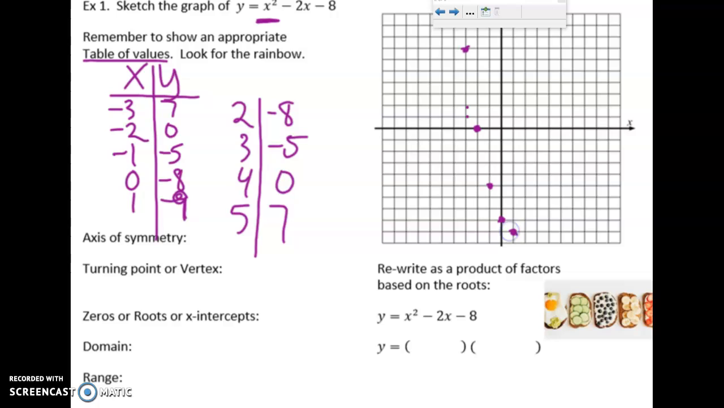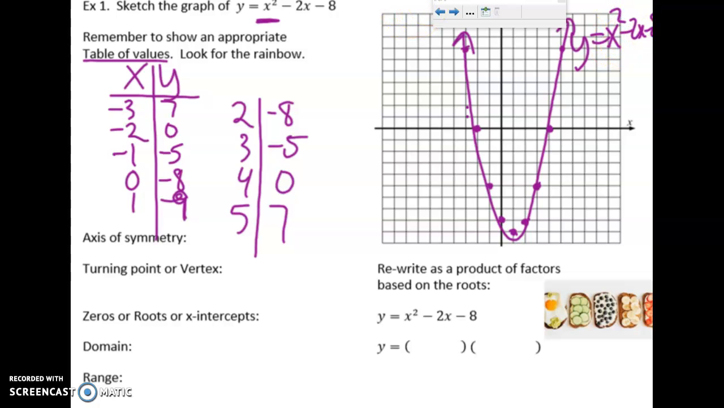But then after that, it's symmetrical. So again, it's going to look the exact same, but just have a different x value. So we got a -8 at 2. We've got a -5 at 3. We've got a 0 at 4. And we have another 7 at 5. So that should look like a symmetrical U shape. Go ahead and connect the points, put arrows on either end, and it's never a bad idea to put a label on it.